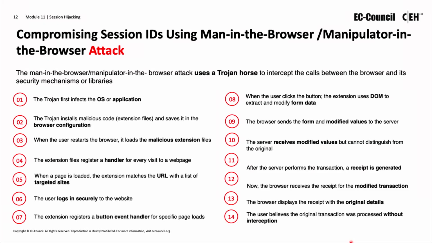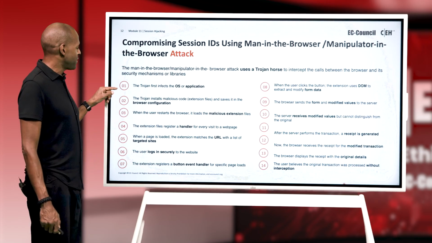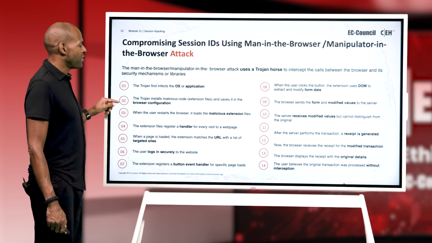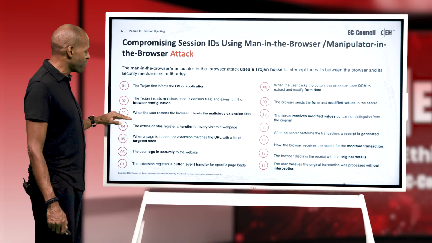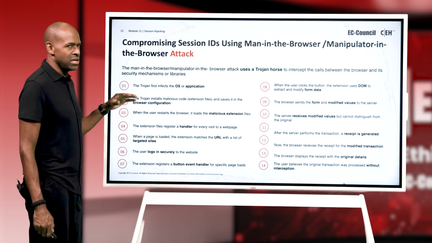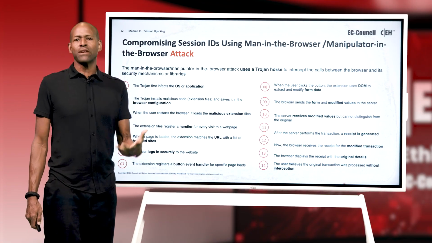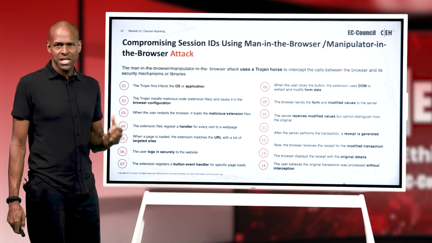Well, somebody was surfing around the internet, and somehow they got a Trojan horse. What it's doing is it's intercepting calls between the browser and its security. So the security is essentially off for this Trojan horse. So that's the number one, that's the infection. Number two, there is a malicious code and extension that's installed in the browser. Number three, so the user fires up the browser, uses it, that extension is turned on.